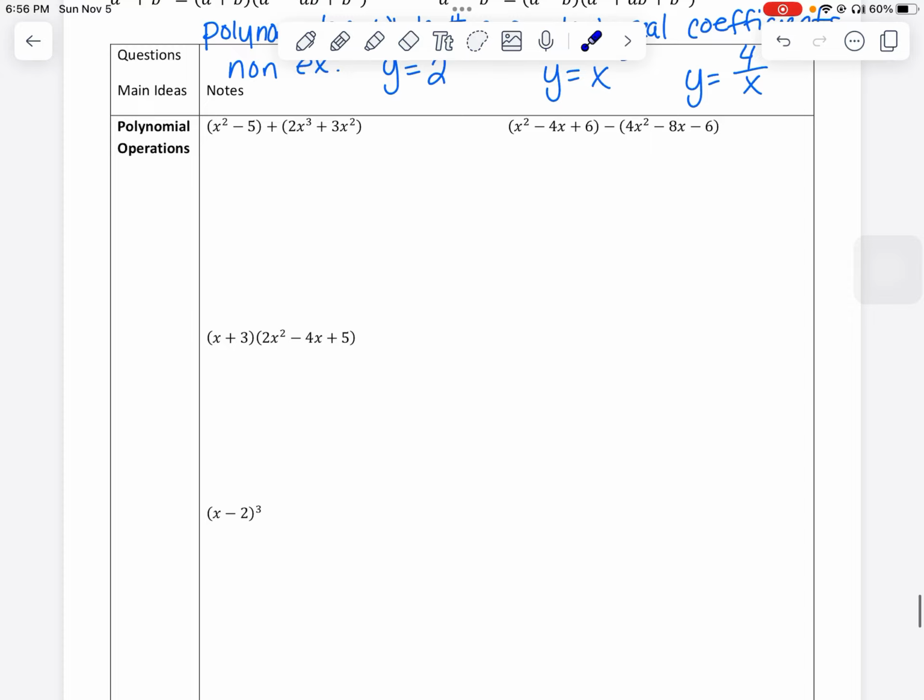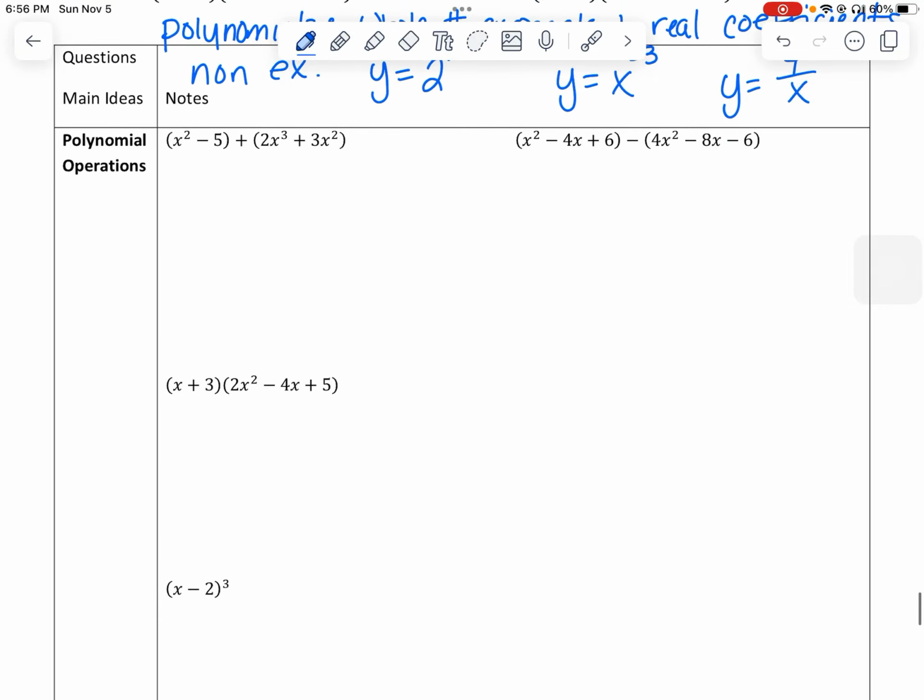So we started with polynomial operations like adding, subtracting, and multiplying polynomials. So let's just review that. When adding or subtracting a polynomial, we're going to be combining our like terms. We're just finding the total amount of the like variable terms or the difference between the like variable terms.